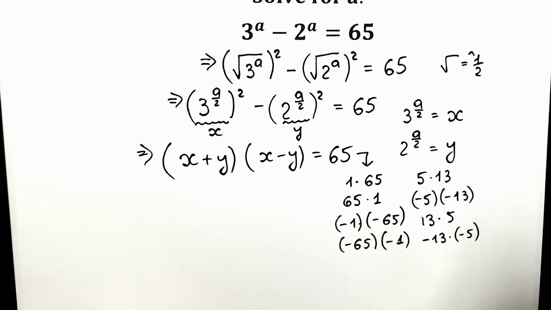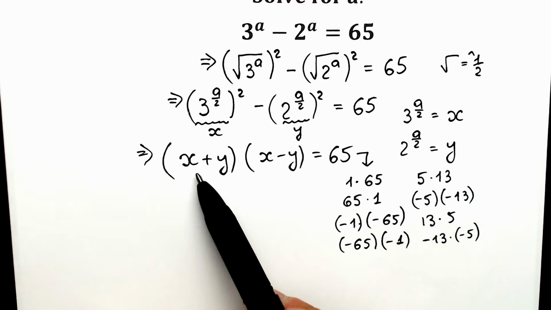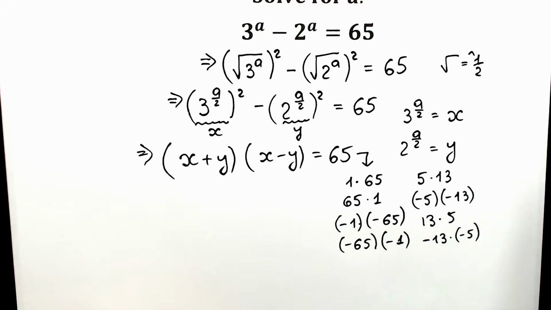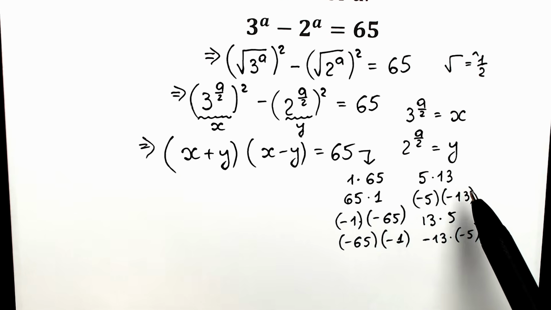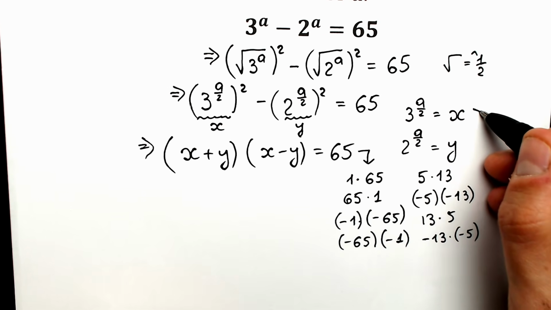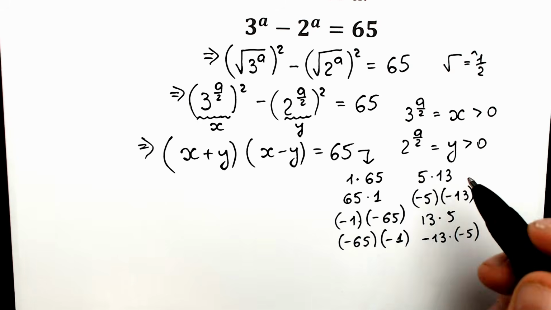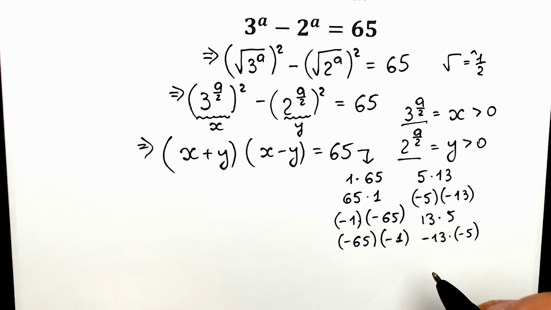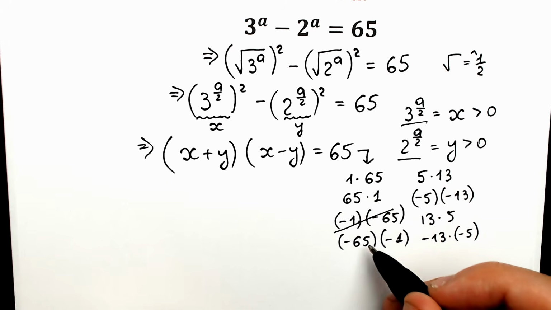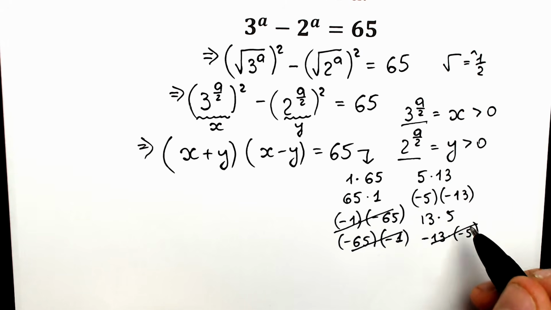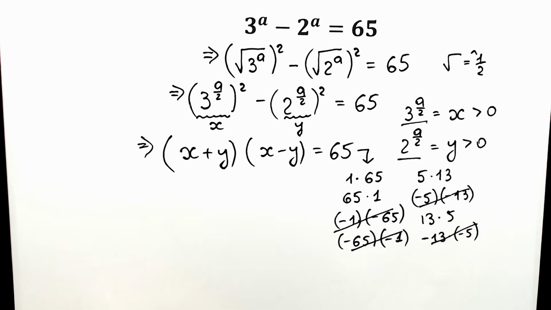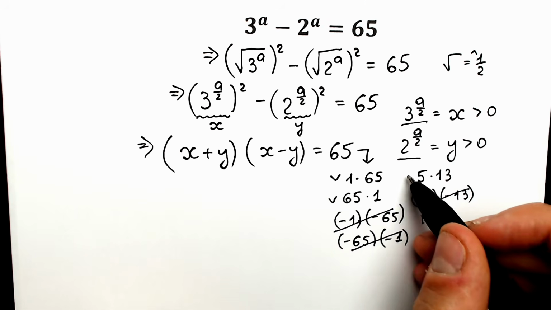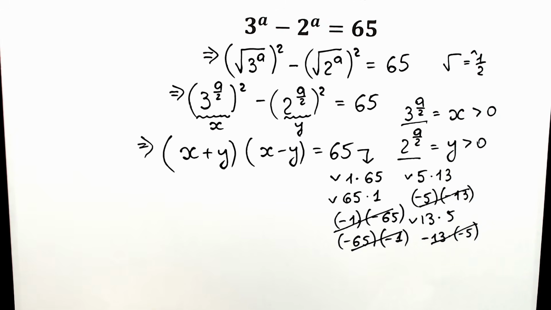And a few really interesting moments, because if you're talking about x plus y, this is our 3 to the power a over 2. Everyone knows that this is an exponential function, so this x needs to be positive and this y needs to be positive, because an exponential function is always positive. So we reject a lot of cases. We reject this case, this one, and this one. So we end up with 4 cases: 1 times 65, 65 times 1, 5 times 13, and 13 times 5.